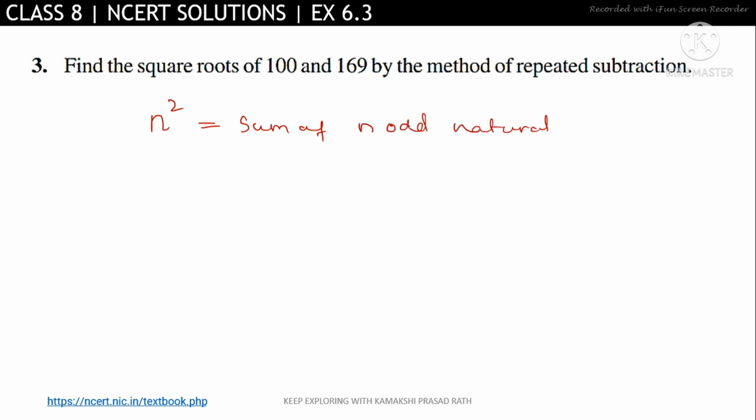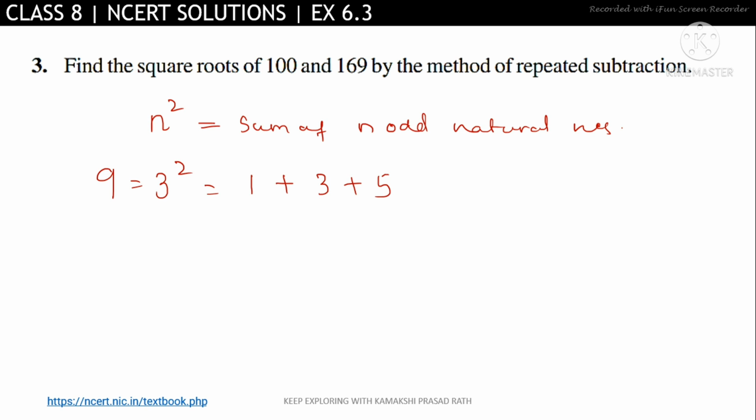So the sum of n odd natural numbers: if you take a perfect square like 3 squared, it will be the sum of the first 3 odd natural numbers, that is 1 plus 3 plus 5, and we get 9. So 9 can be written as 1 plus 3 plus 5. And as we know, square root is an inverse operation of square. So here, instead of adding, the inverse operation of addition is subtraction. So we'll repeatedly subtract these odd natural numbers and get our square root.